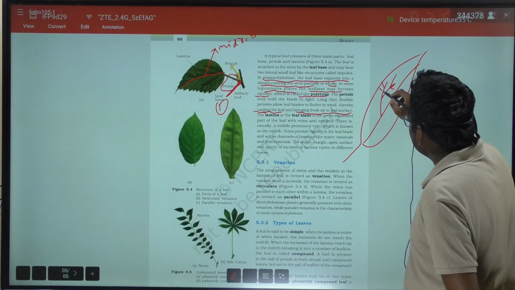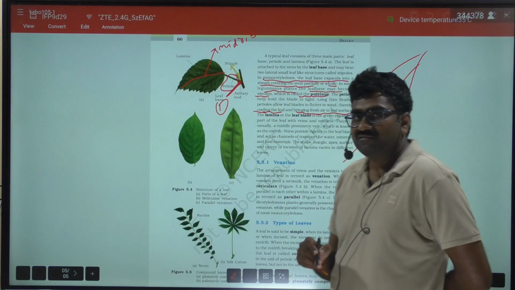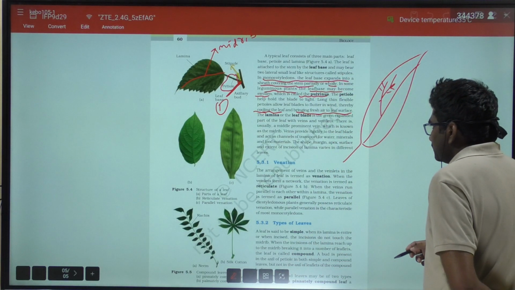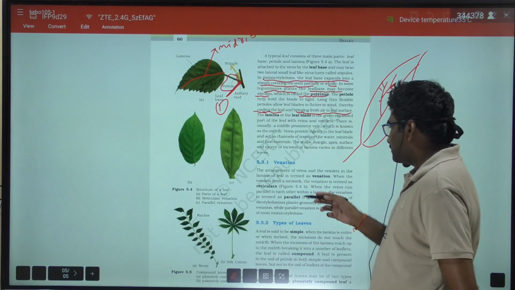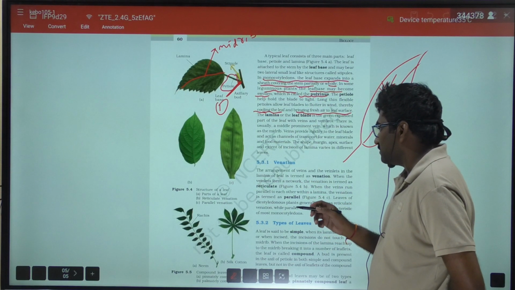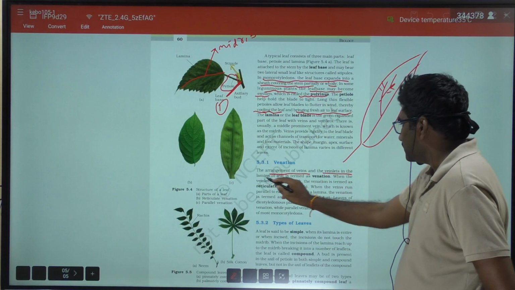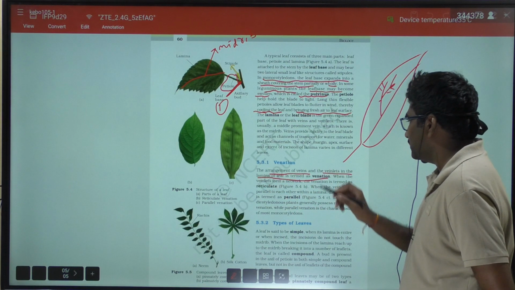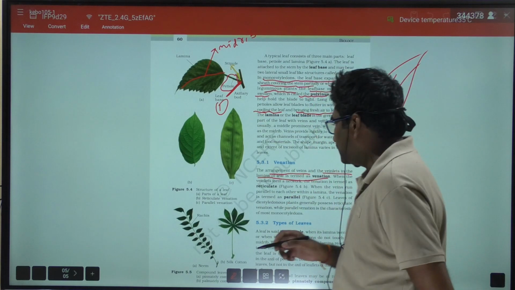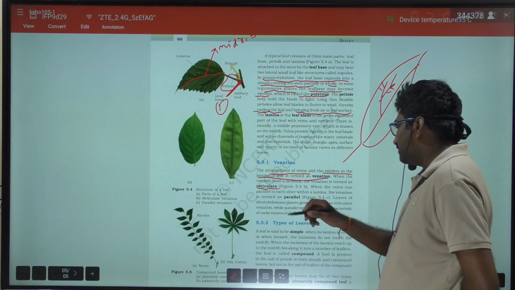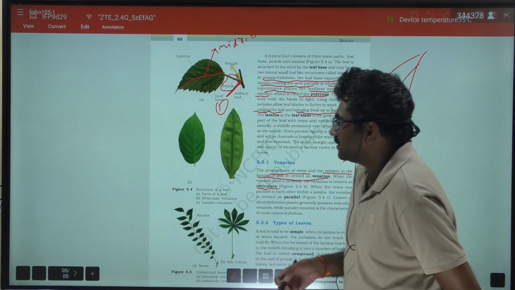So veins and veinlets. In dicot plants, we will find reticulate venation. Here, the arrangement of veins and veinlets in the lamina of the leaf is termed venation. Reticulate venation is found in dicots, as well as parallel venation.